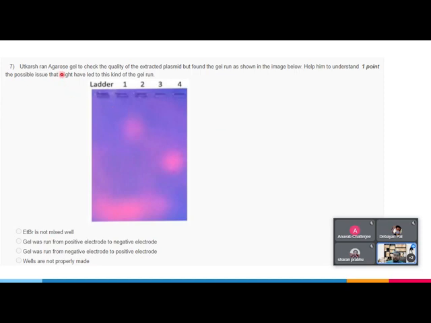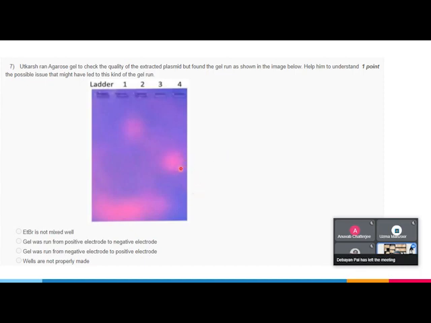So Utkarsh ran an agarose gel to check the quality of the extracted plasmid, but found blotches such as this on the gel. So what can be a possible issue with the entire problem? Electrophoresis is the technique which is used to detect the size of the DNA. So you load your DNA sample in these lanes or wells and attach a negative electrode here and a positive electrode here, and the DNA will run from the negative to the positive end.